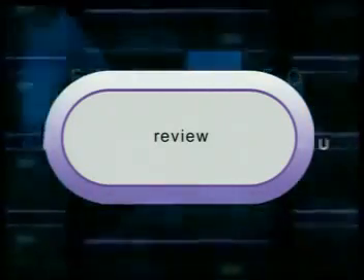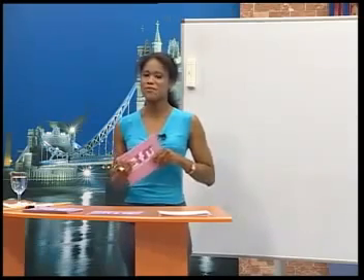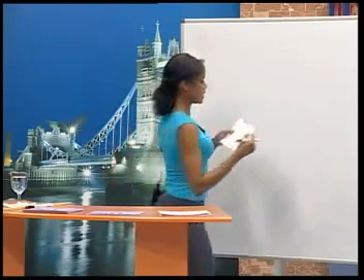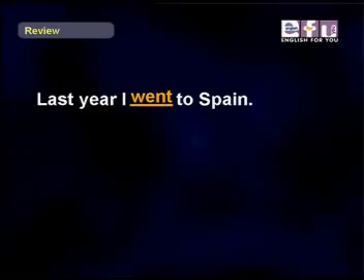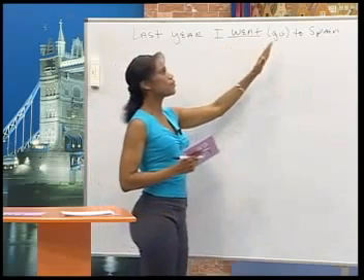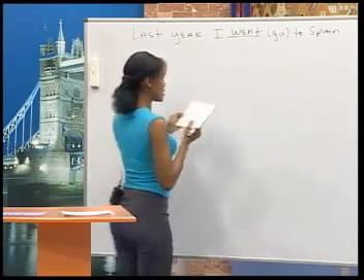Review. Now we will do some exercises. Look at the sentences and fill in the blanks. Again, starting with Alberto. Last year, I to Spain. Last year I went to Spain. Very good. Last year, I went to Spain. Remember, go is an irregular verb, so it changes to went in the past tense.